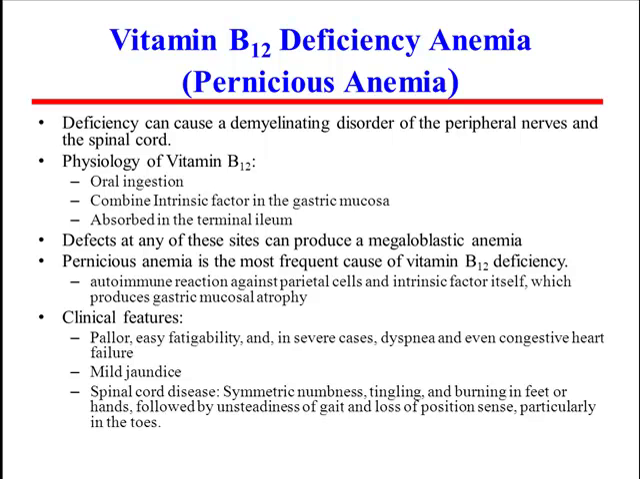So if the patient has a vitamin B12 deficiency, they can get a spinal cord disease. In that case, the patient will first experience numbness or tingling or burning in the feet or hands, and then that's followed by unsteady gait and loss of position sense, particularly in the toes.